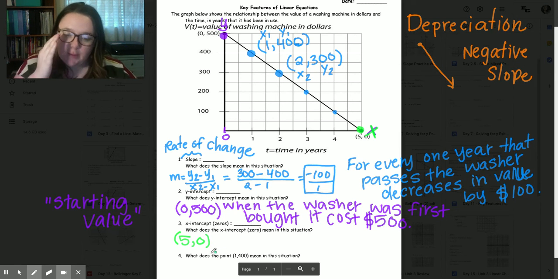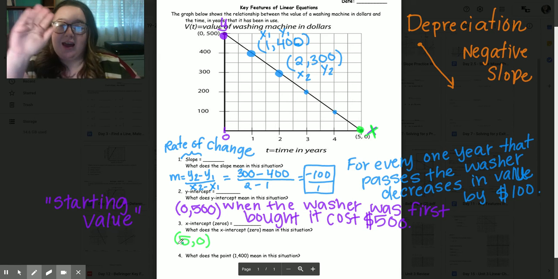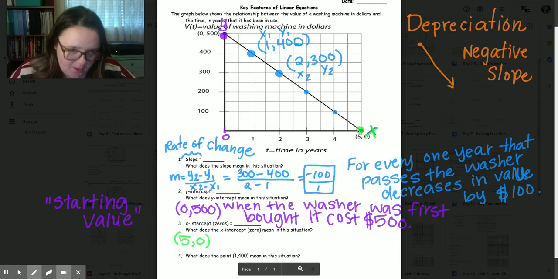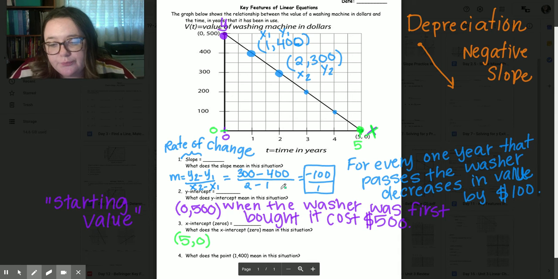Now let's talk about what that means in context of this situation. What is happening at this point? Well, the 5 in this point is the x, and it's representing the years. The 0 in that point is right here labeling the y, which is at dollars.